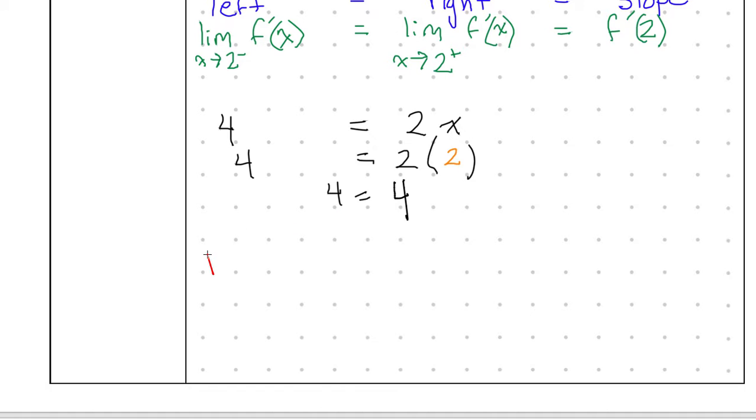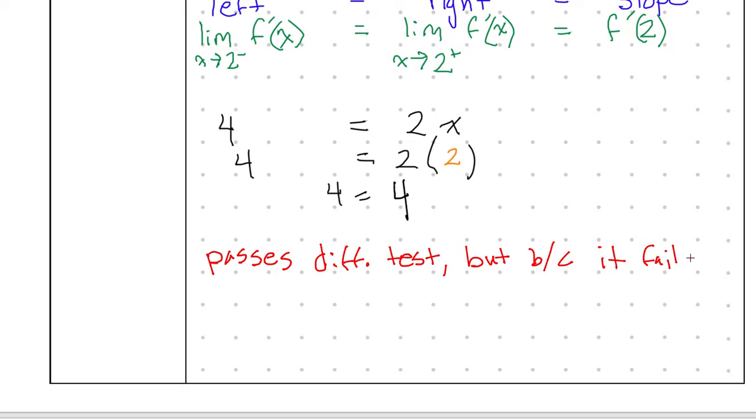You can say it passes the differentiability test, but because it failed the continuity test, not differentiable. I hope you're okay with me abbreviating differentiable and continuity, because they're hard to say and hard to spell and it takes forever.